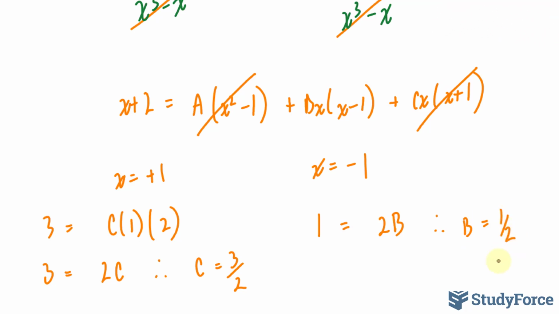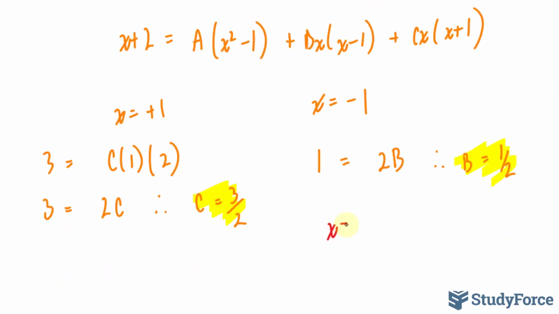Now that I found b and c, I can find a by substituting x equal to 0. Here's what happens. 0 plus 2 is 2. 0 to the power of 2 minus 1 is -1. -1 times a is -a. Placing 0 into here makes it go to 0. Placing 0 into here also makes it go to 0. Therefore, a is equal to -2.